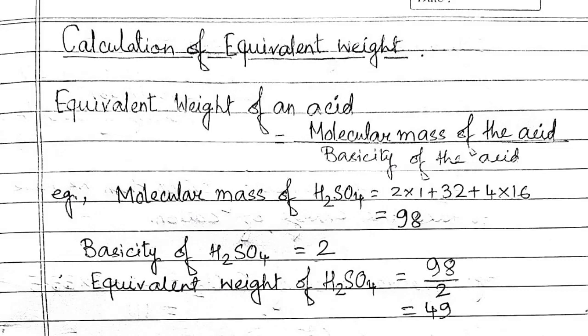Equivalent weight of an acid can be calculated by dividing the molecular mass of the acid by the basicity of that acid. For example, we know that the molecular mass of H2SO4 is 98, whereas the basicity of H2SO4 is 2. So the equivalent weight of H2SO4 should be 98 by 2, equal to 49.